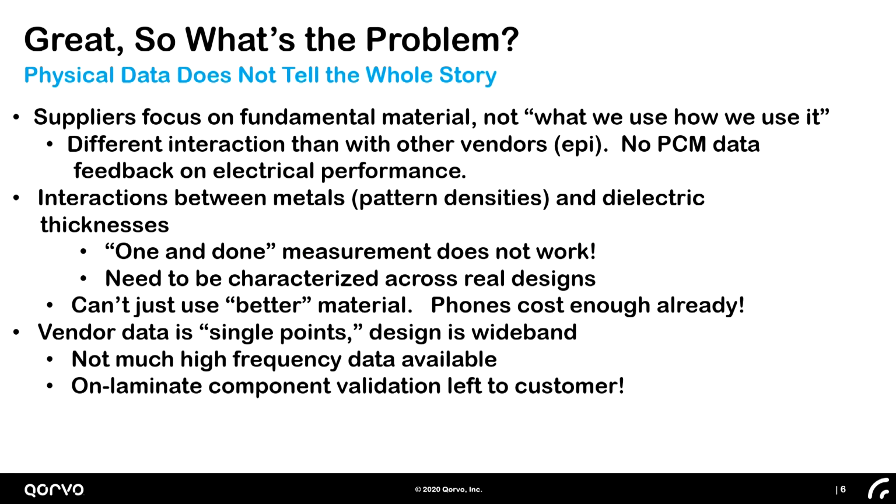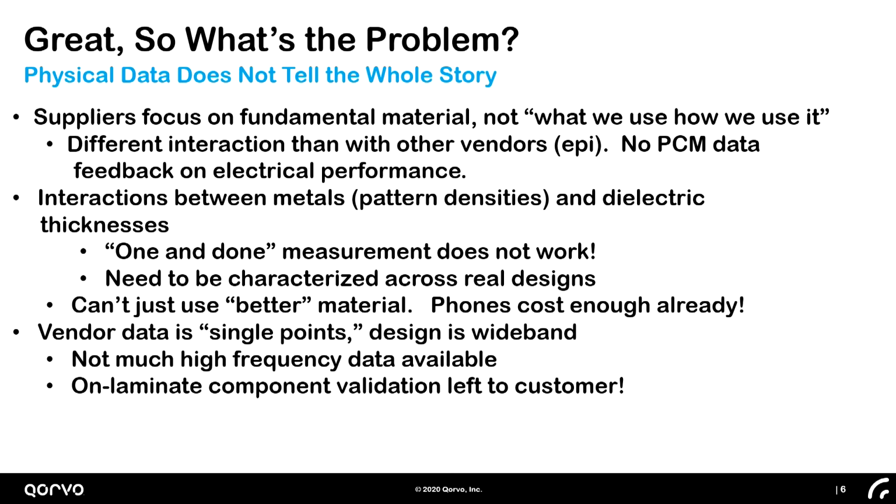So what's the problem? We get a lot of physical data, which I'll talk about. It doesn't tell the whole story. And this is mostly what you get from the vendors, the physical data. The suppliers focus on the fundamental material, not on how we use it. I think there was a talk yesterday that talked about dielectric characterization. That's awesome, but the problem is we've got interactions with the way the things are built. So you've got these dielectrics and the metals, and there's a lot of interaction between the two, so you can't really characterize them separately.